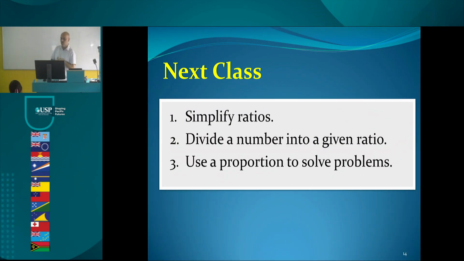Right, what do you do in our next class? What do we expect to learn, guys, in our next session, in our next lecture? In our next class, we plan to learn how to simplify ratios. Okay? We also want to divide a number into a given ratio, and we will round up the next session by looking at how to use a proportion to solve problems.